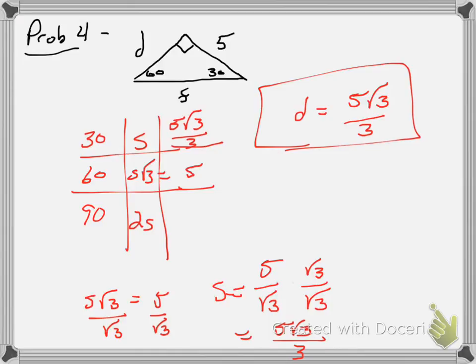If I needed to find the 90, let's say I was looking for F as well. All I'm going to do is take 5 radical 3 over 3 and multiply that by 2. Why? Because it says 2 times S. So 2 times that is going to end up giving me 10 radical 3 over 3.